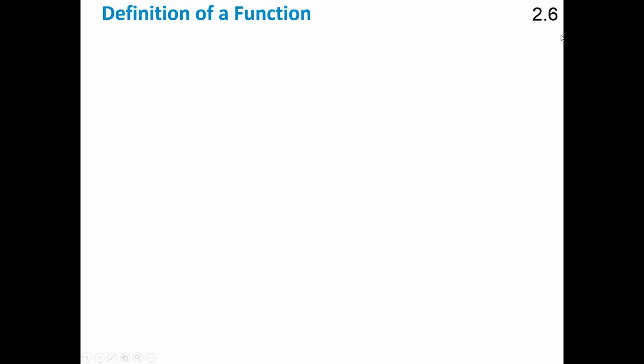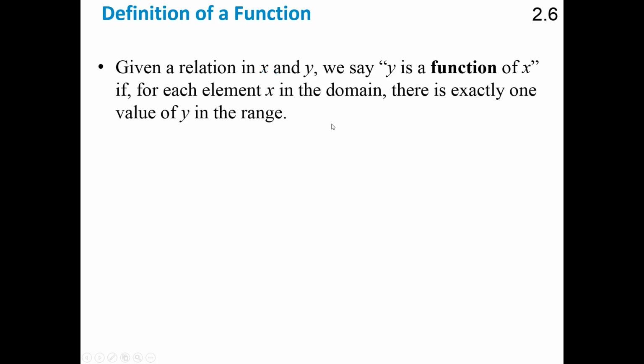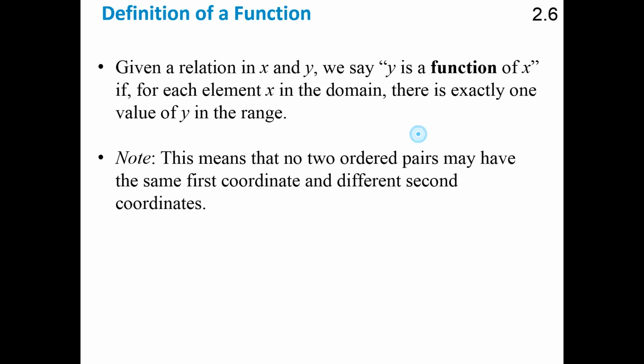Okay, so now we're up to section 2.6, the next section, and we're going to talk about functions. Functions are special types of relations. They're a type of relation where for each element in the domain, there's associated one and only one value in the range. So with that added restriction to a relation, that's how a function is defined. Specifically, if you look at ordered pairs in a relation, such a set of ordered pairs would be a function if no two ordered pairs have the same first coordinate.